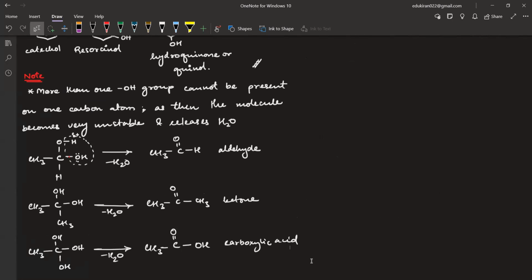Sir, so these are called gem diols. Yeah. If you have 2 OHs on one carbon atom, that molecule is known as gem diol. This is a general term. For example, if you have one OH group, then it is known as alcohol, right? So these are also alcohols, but inside alcohol you can have a category which is gem diol.